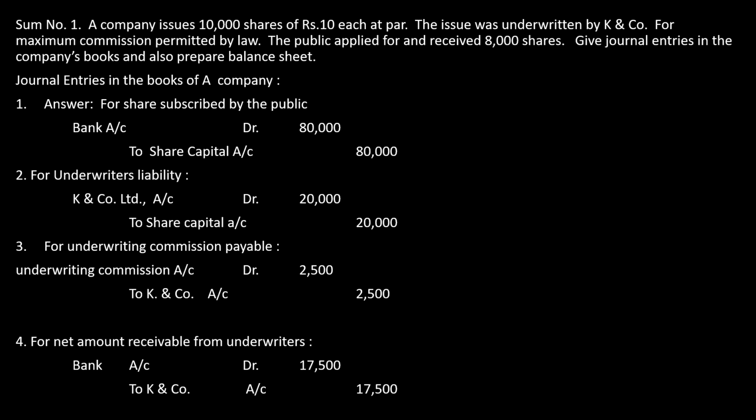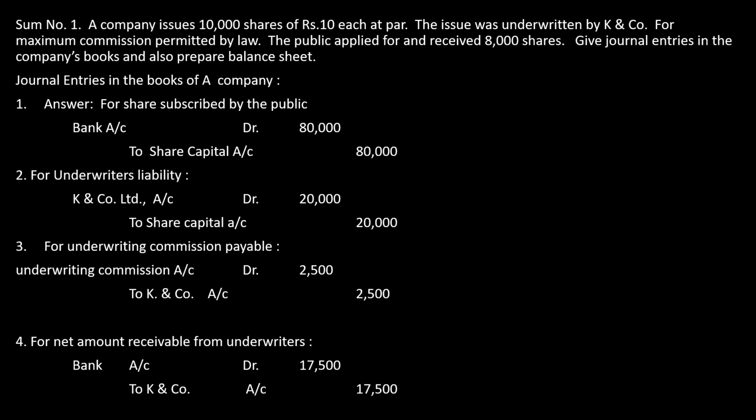Then the commission payable by the company to the underwriter. The commission here is 2.5% of the issue price. 10,000 shares of rupees 10 each will give you 1 lakh. Out of 1 lakh, 2.5% is the law-permitted limit, which gives you 2,500 rupees. So that is the commission to be paid by the company to the underwriter.